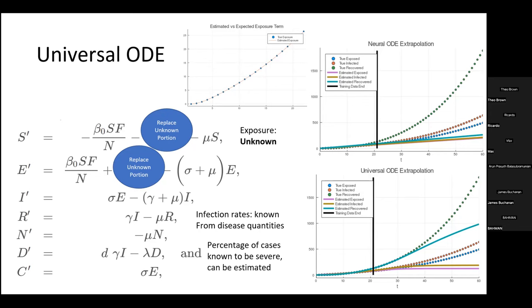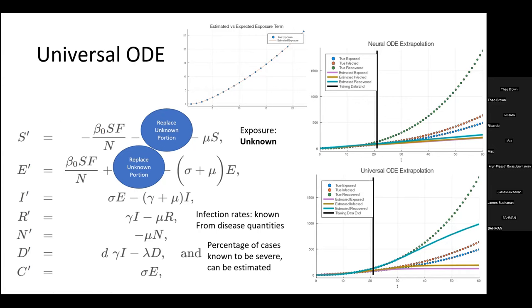If you look at S, if our neural network output is positive, for example by taking the absolute value of the neural network output every time, then S prime is always negative. So we've enforced that this approximates functions for which S is monotonically decreasing. And because S is monotonically decreasing, E will go up and then go down. So E will have a single peak, along with I, and then R will always be increasing.